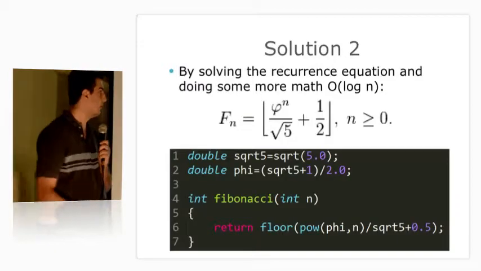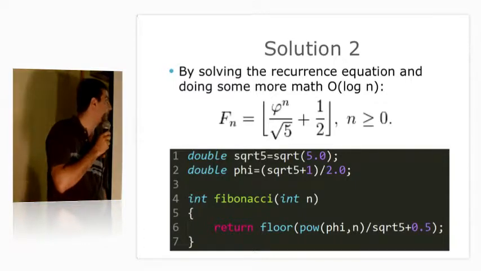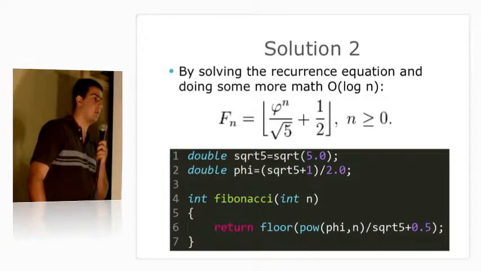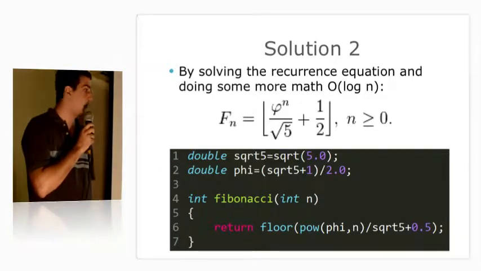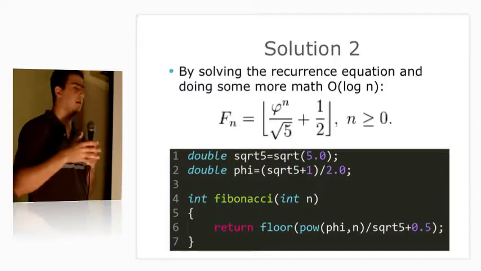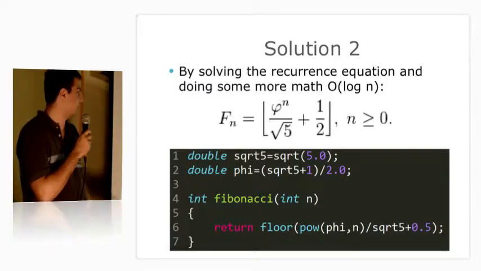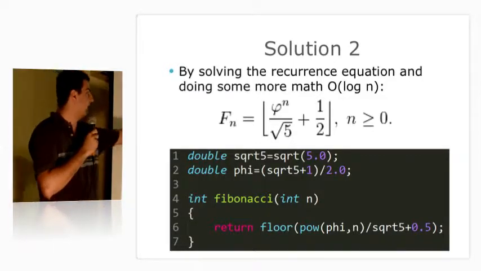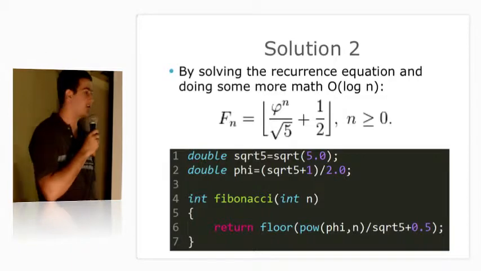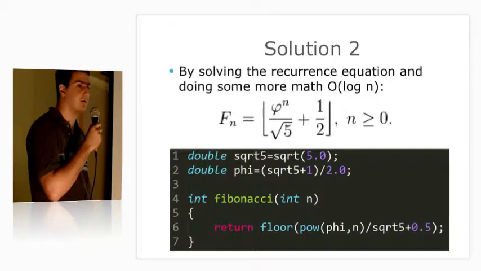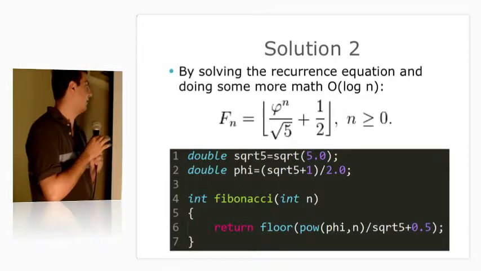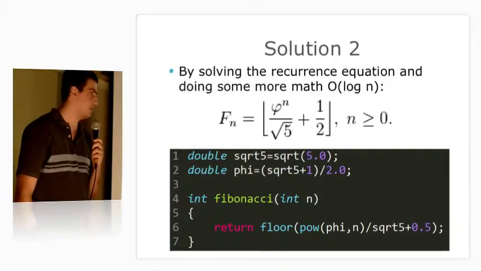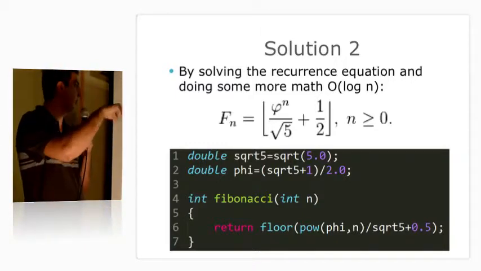Another solution is to solve the recurrence equation and do some more math, and we can solve it in big O of log n. But in this method we use doubles, not integers, nor long. And we can compute it using the closest integer function, with phi, which is the golden ratio, square root of 5 plus 1 over 2. We power it to the n and divide it by square root of 5, and then we compute the closest integer function, which we add half and take the floor of it.